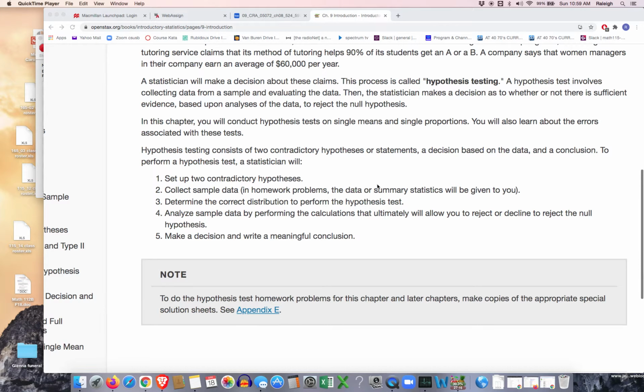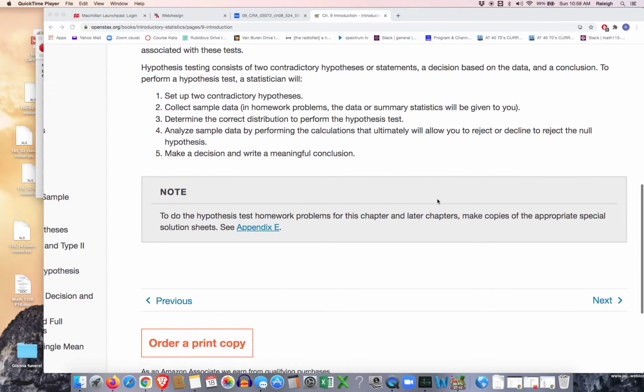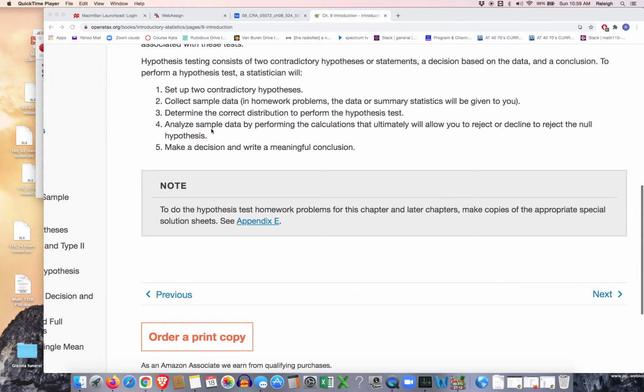Collect sample data. We'll give you the summary statistics. Determine the correct distribution. It's going to be Z or T. So it could be other things, but those are what we'll focus on. Analyze sample data by performing calculations. That lets you figure out whether to reject or decline to reject the null hypothesis. And then, sometimes it's tough for people, make a decision and write a meaningful conclusion.